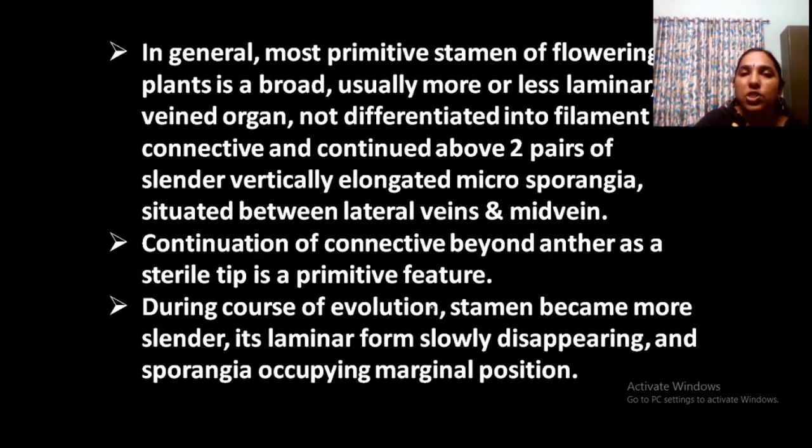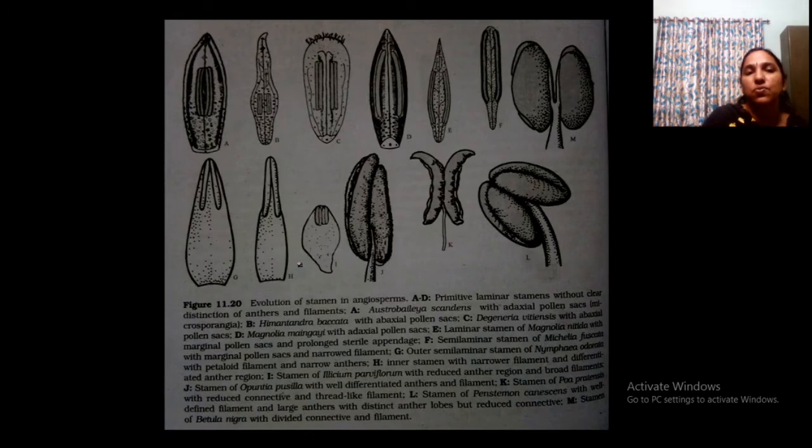Now, concluding, the most primitive stamen is broad, laminar, differentiated into the vein region, not into filament, anther and connective. Clear? Okay. A continuation of the connective beyond the anther like a sterile tip is a primitive feature. The stamen becomes more slender, the laminar form disappears, and the sporangia occupy a marginal position.